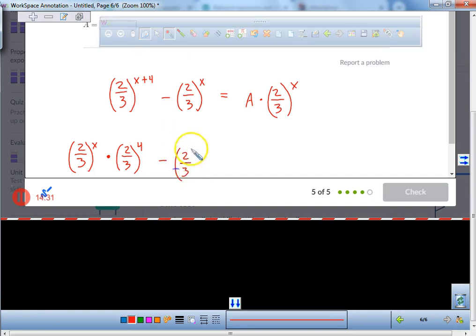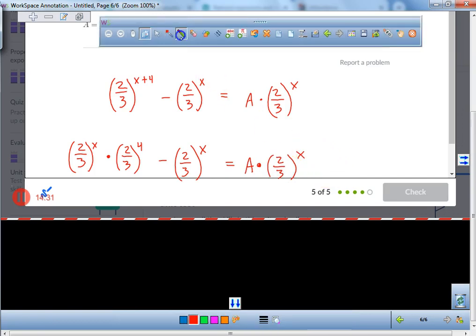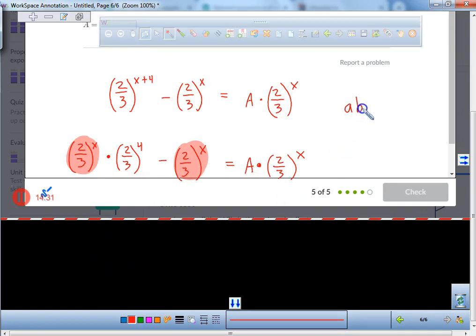So this was kind of breaking it down into its pieces. Minus 2/3 to the power of x equals a times 2/3 to the power of x. So right now, this has a common factor. I want you to notice this is being multiplied to this, and we have that factor right here. So that allows me to factor something out. Now, if you don't know what factoring something out is, like I have ab plus a, I can factor out an a, and I'm left with b plus 1, because a times b is ab, and a times 1 is a. All right, so that's what I'm doing here. I'm factoring out a 2/3 to the power of x out of an expression.